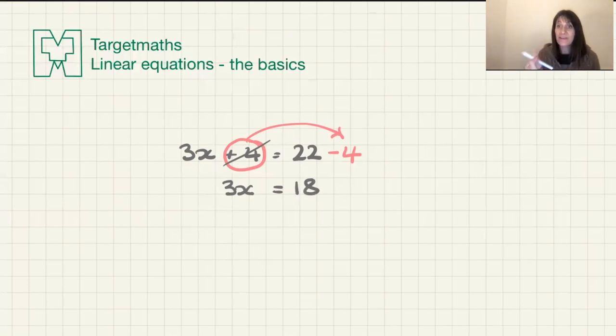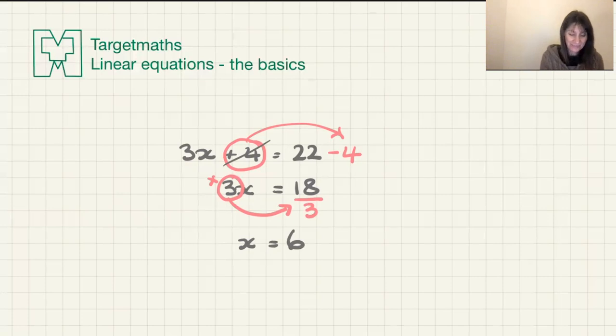So I've done one of my steps. I've moved one of my numbers. Now I'm going to move the other one. I'm going to pick up that 3 and dump it on the other side. But I must remember it's times on that side so that when it lands, it does land as a divide. There's the divide line, divide by 3. X is equal to how many 3s in 18? 6. Okay.